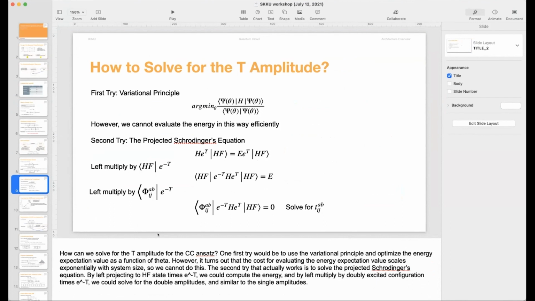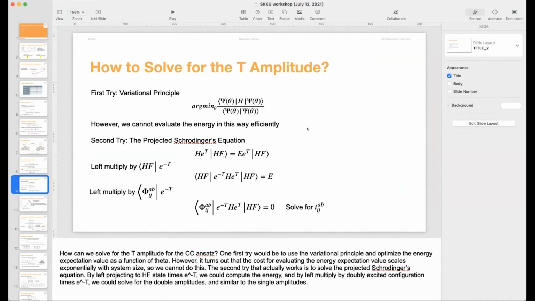So the second try, which actually works, is to solve the projected Schrodinger's equation. By left projecting with the Hartree-Fock state times e to the minus T, we can compute the energy. And then by left multiplying by the doubly excited configuration times e to the minus T, as written in this equation at the bottom, we can solve for the double amplitudes, and it's similar for the single amplitudes. So I would like to pause here and answer any questions regarding the classical traditional coupled cluster.